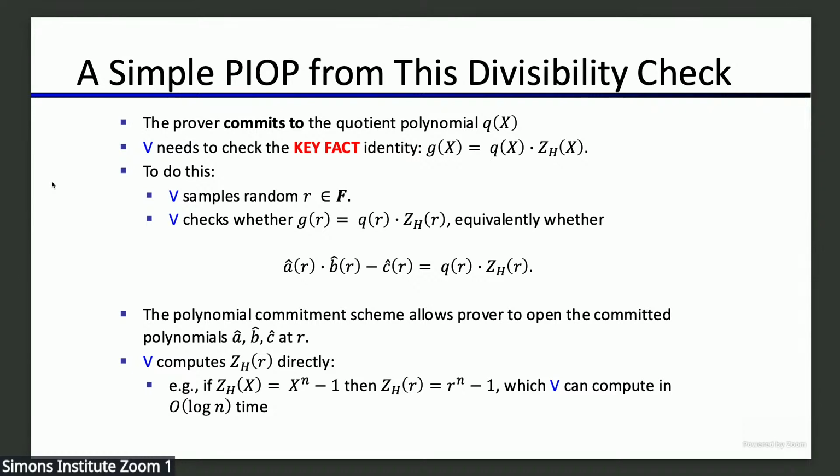And so the verifier needs to evaluate each of these polynomials at r. A, B, C, and Q were committed, so the polynomial commitment scheme comes with a way for the prover to give the evaluations. And then the verifier can evaluate the vanishing polynomial on its own very quickly. If this is x to the n minus 1, with log n squarings you get r to the n, and subtract 1, and that's it.